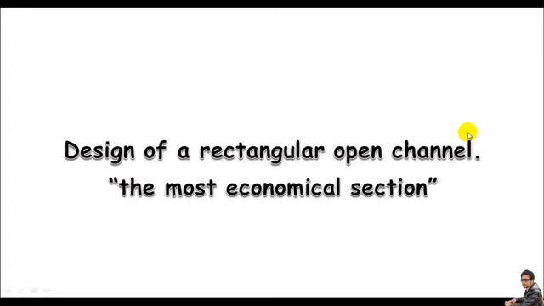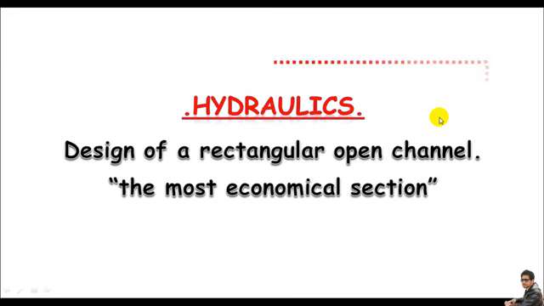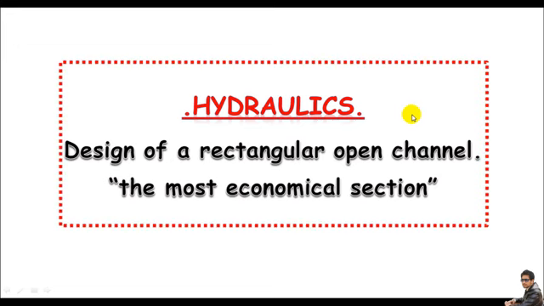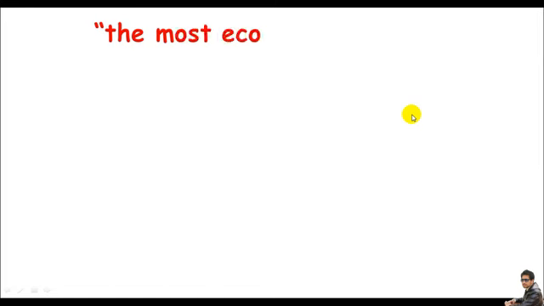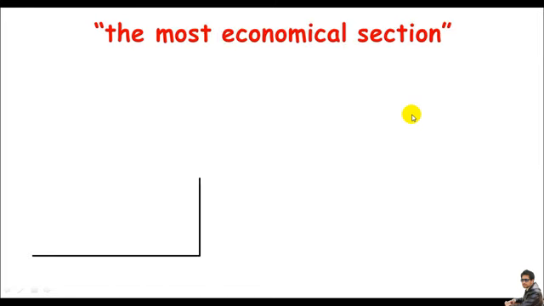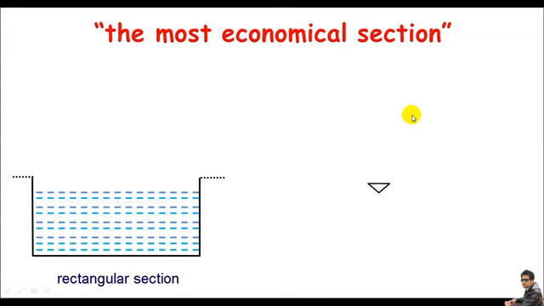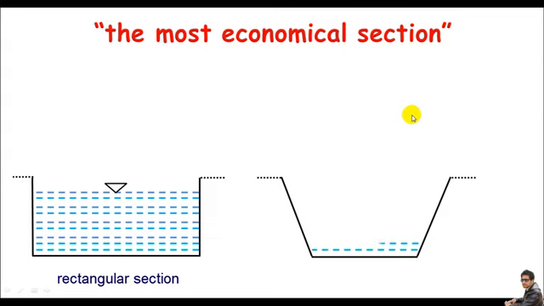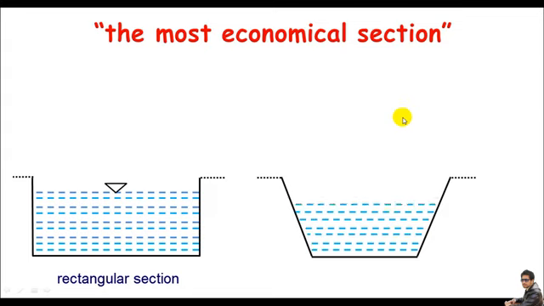The design of a rectangular open channel, or the determination of the most economical section of a rectangular open channel. The topic goes to hydraulics. The most economical section is a section having maximum discharge with minimum gross cross-sectional area. Remember, our approach is only the rectangular open channel.